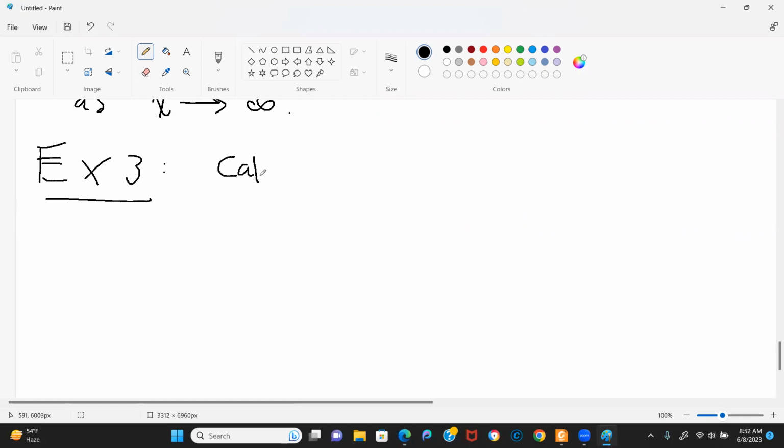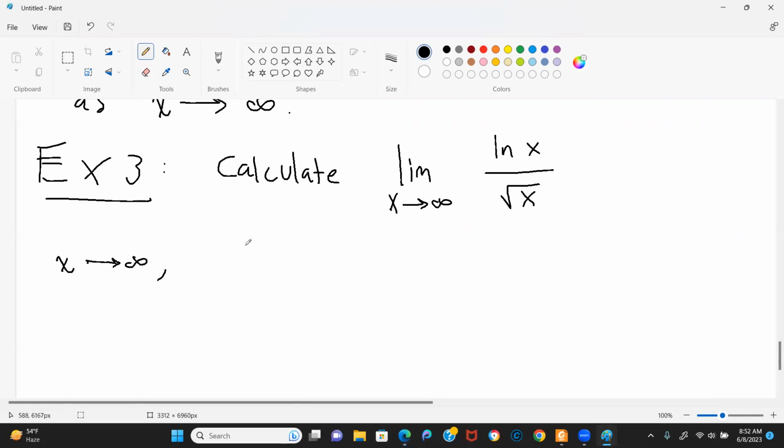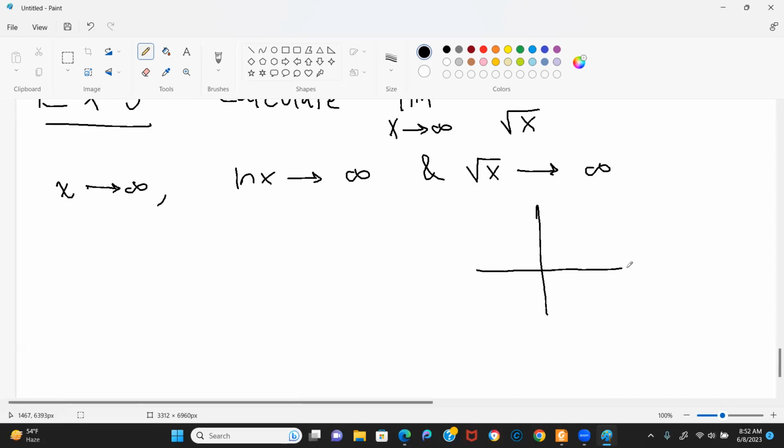So we want to calculate the limit as x goes to infinity of ln x over square root of x. As x goes to infinity, ln x also goes to infinity, and square root of x also goes to infinity. We know what ln x looks like, but maybe you don't quite remember what square root of x looks like. It's like half of a parabola sideways. It goes like that. So it goes out to infinity kind of slowly, but it still goes out to infinity.